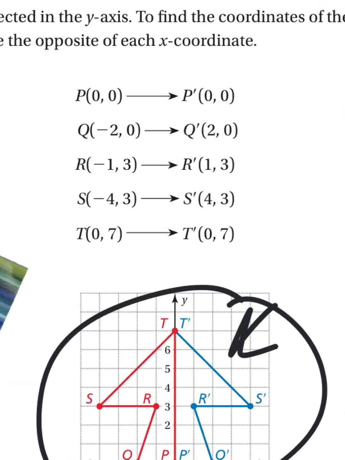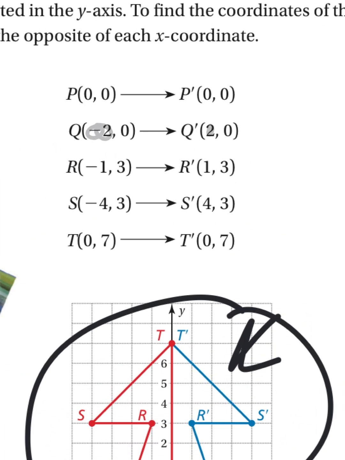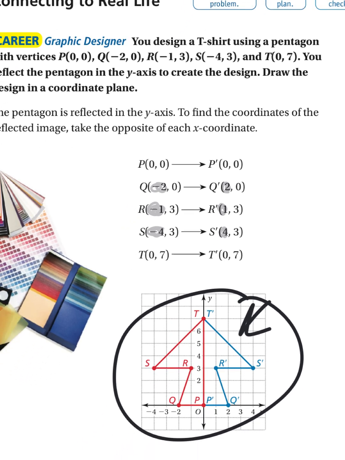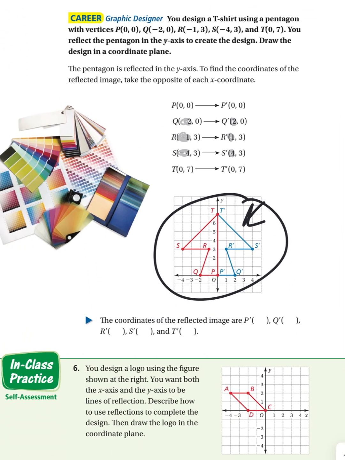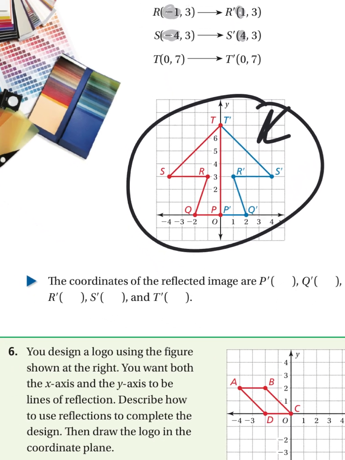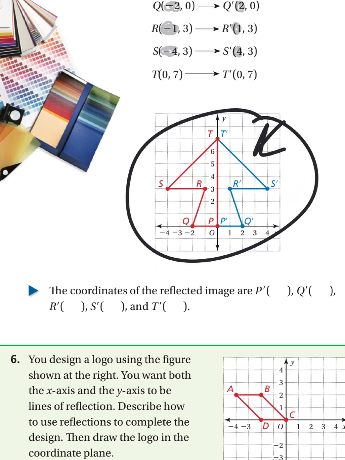Notice we went over the y-axis, so all of the x's become opposite. So Q was at negative 2, 0, now Q is at positive 2, 0. R was at negative 1, 3, now R is at positive 1, 3. S is at negative 4, now it's at positive 4. So when we go over y, x becomes opposite. So we're just going to list out the new coordinates here. P is still at 0, 0. Q is at 2, 0. R is at 1, 3. S is at 4, 3. And T is at 0, 7.